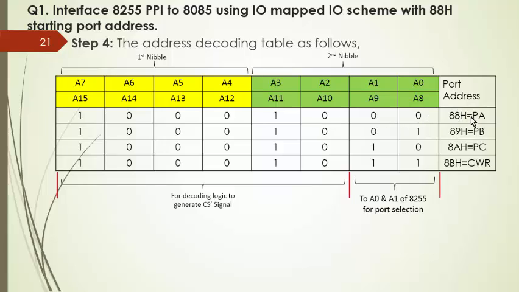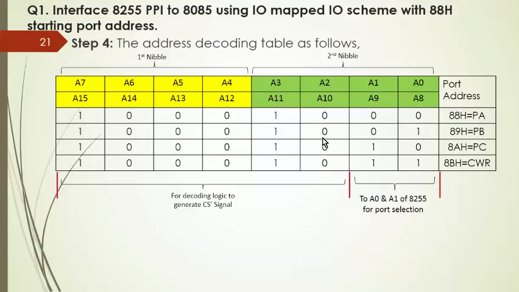1000 is 8, 1000 again 8, that is 88 hex for port A. Then, as A0 and A1 pins are used to select the ports of 8255, the next bit pattern you will get is 01. 00 means port A, 01 means port B, 10 means port C and 11 means command word register.